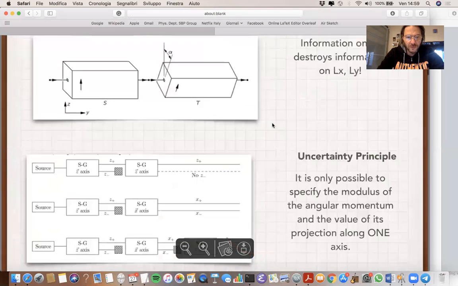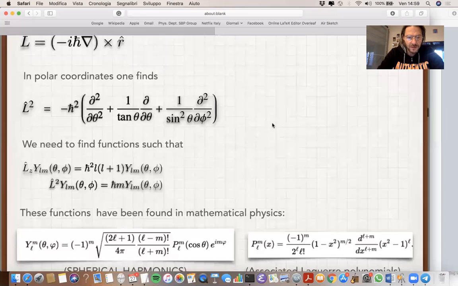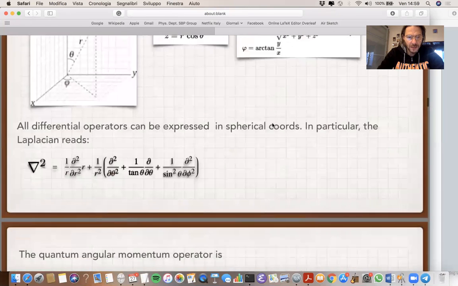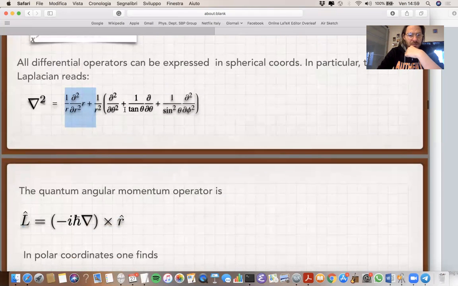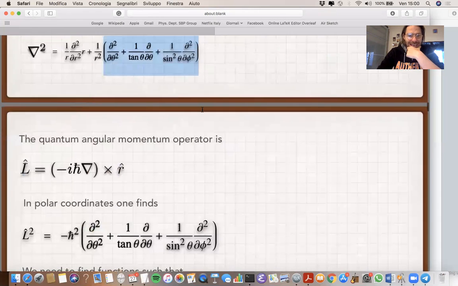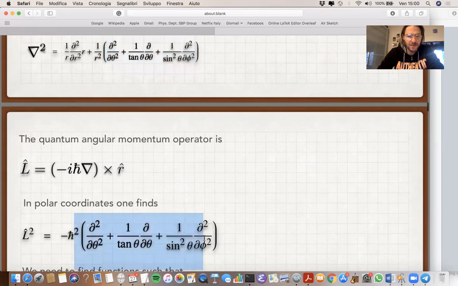If you look at the expression of the Laplacian in polar coordinates, it contains this combination here. So there's a part that depends on the angle, and there's a part that depends on the radius. Now, the part that depends on the angle, which is written here, is exactly the same that occurs in the orbital angular momentum in polar coordinates.